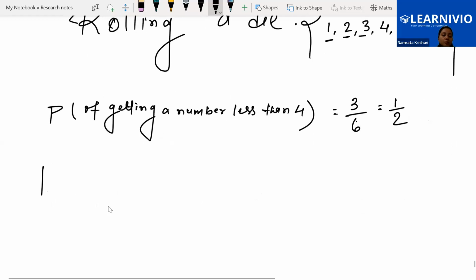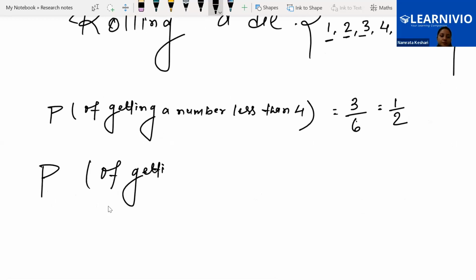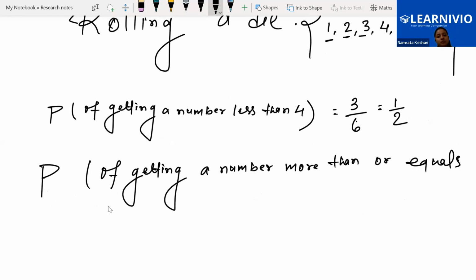Now what is the probability of getting a number more than or equal to 4? Either it is more than 4 or equals to 4. The number can be more than 4 or maybe equal to 4. Both are acceptable. How many favorable outcomes are we having? 3. Exactly, 3 favorable outcomes.